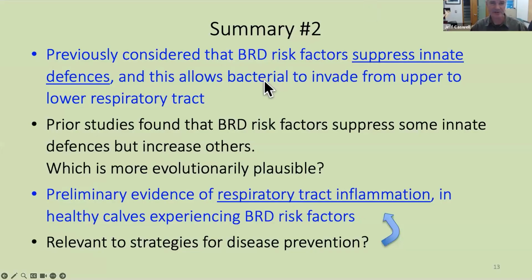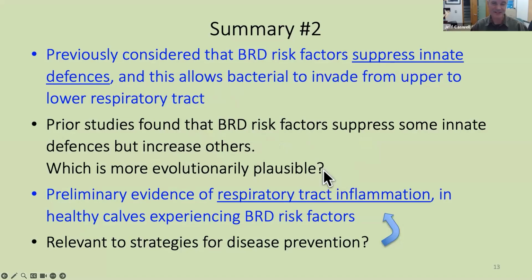So, a summary of this part: it was previously considered that bovine respiratory disease risk factors suppress innate defenses, and that allows bacteria to invade into the lower respiratory tract, into the lung. But, and I haven't mentioned this before, there's been a lot of work done on innate immunity in bovine respiratory disease, and it's quite a mixed bag. It seems that some innate immune defenses are increased and others are reduced, and others don't change at all in calves that are experiencing these risk factors.